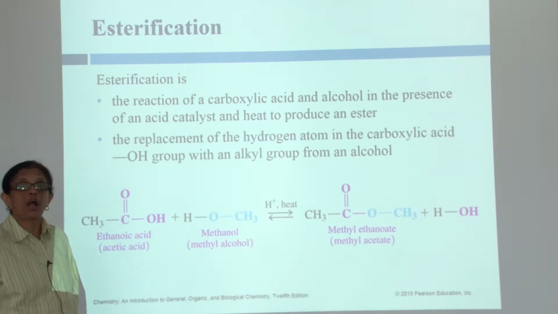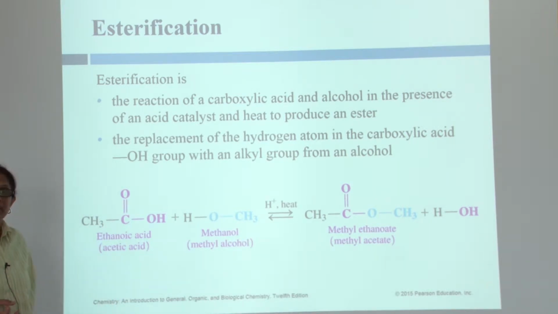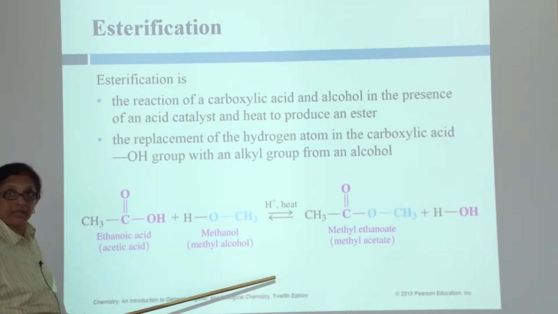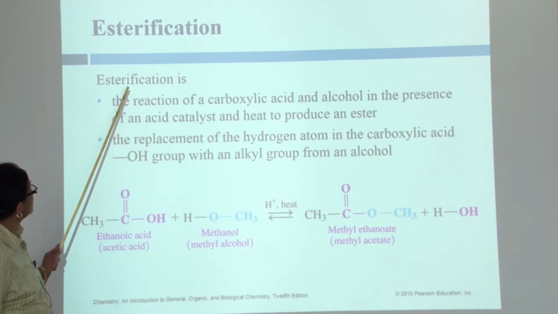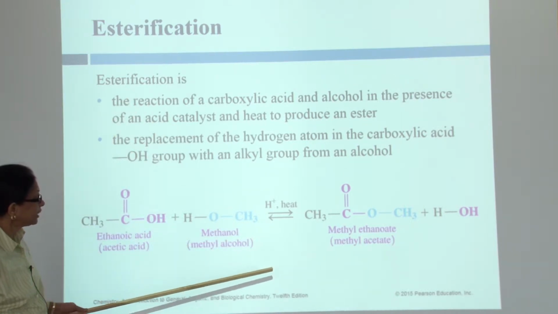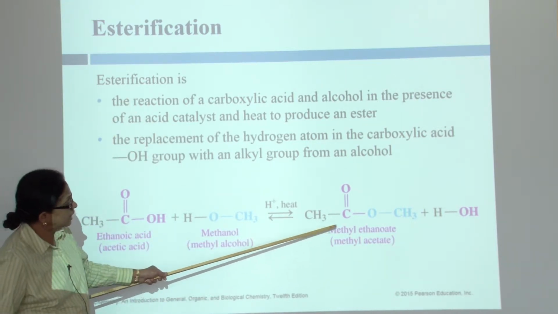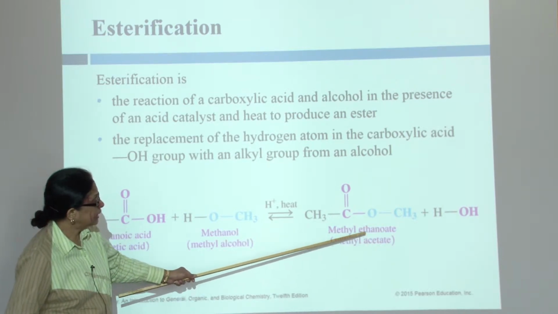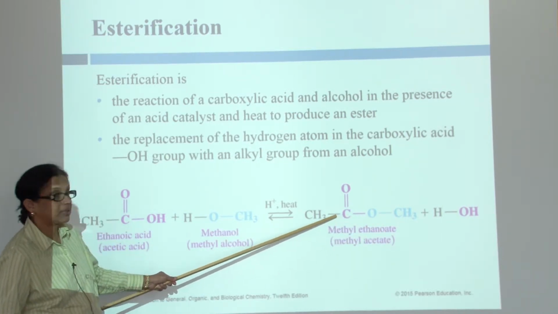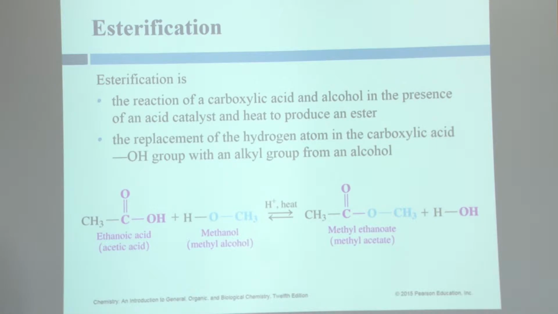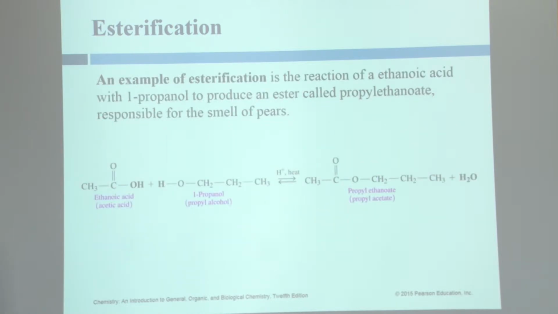When the hydrogen of a carboxylic group is replaced by a methyl group or an alkyl group, you're creating a molecule of ester, and that is esterification. Now the methyl comes from the alcohol, the ethanoate comes from the acid. So there is an elimination of the water molecule in the process.